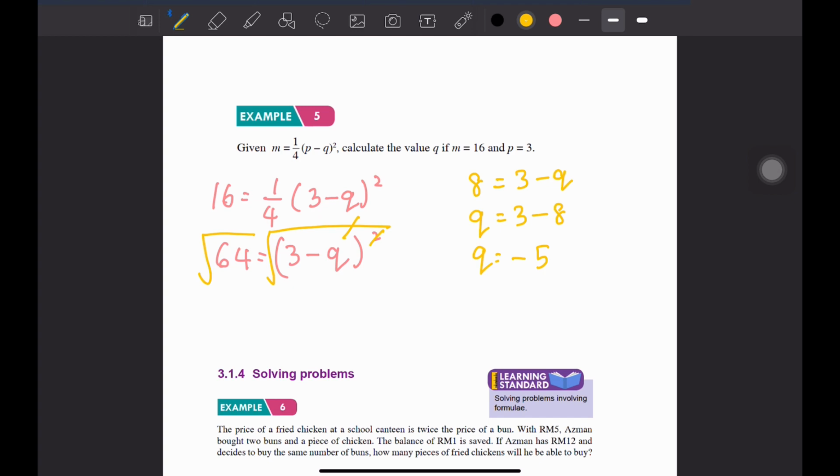Okay, you can refer to your textbook later. If you see the solution in the textbook, it's quite complicated.